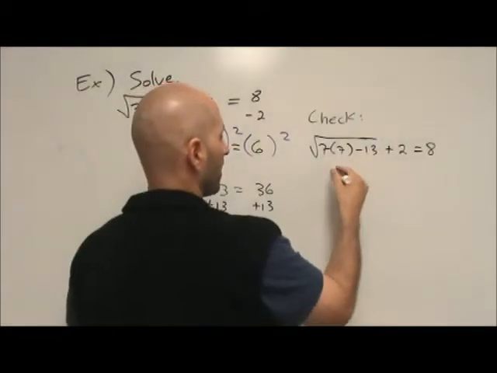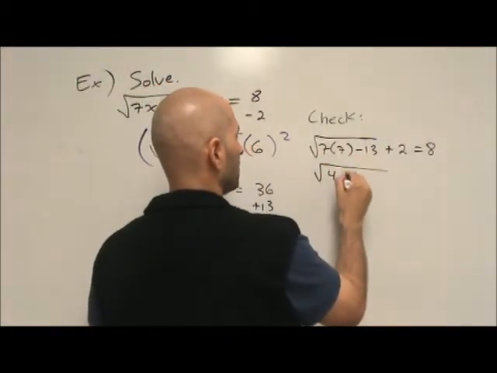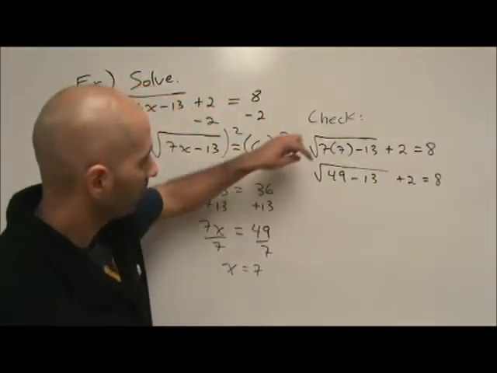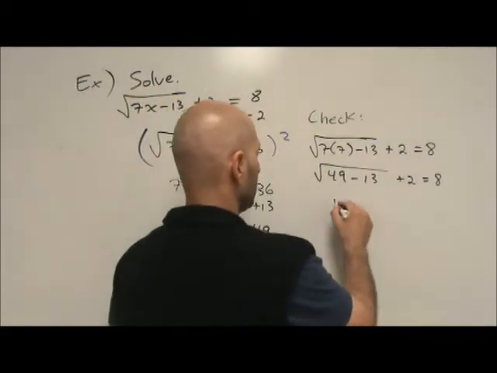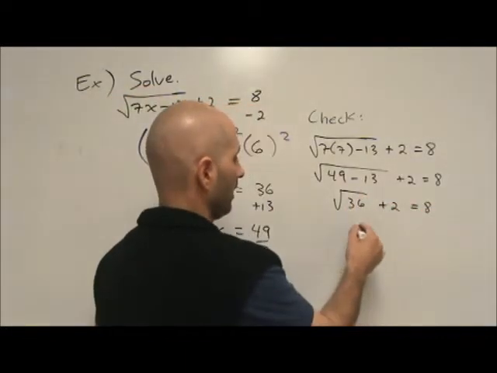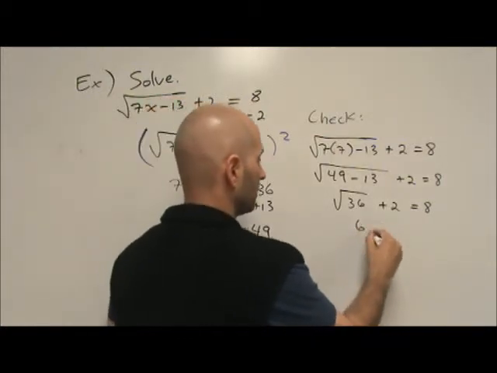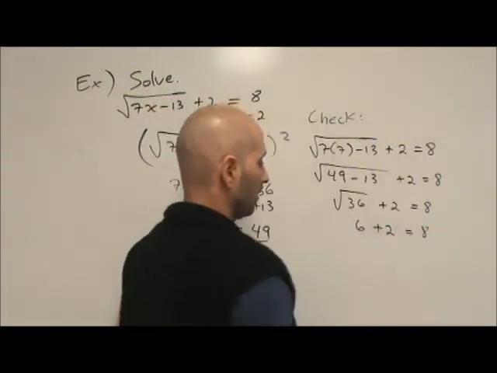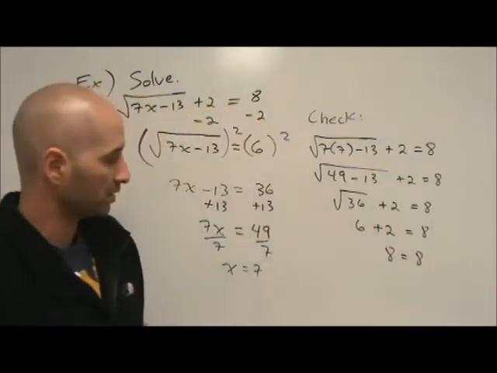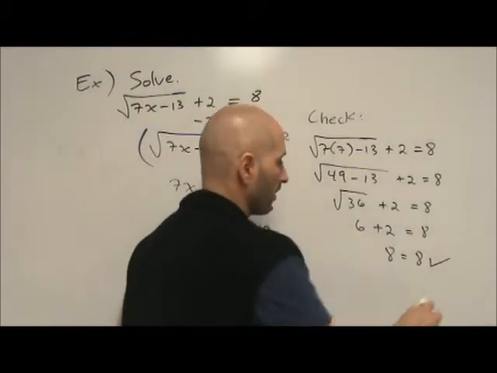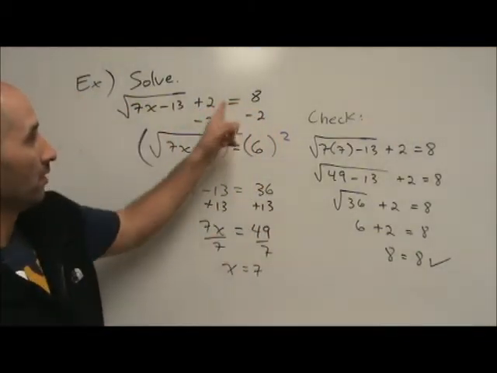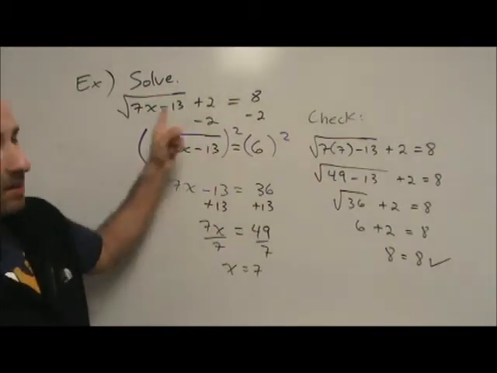Alright, so underneath the radical here, I get 49 minus 13 plus 2 equals 8. 49 minus 13 is 36 under there, and square root of 36 is 6. So that's true, right? 6 plus 2 equals 8. And so what we have verified for ourselves here is that this in fact is the value of x that makes this true.